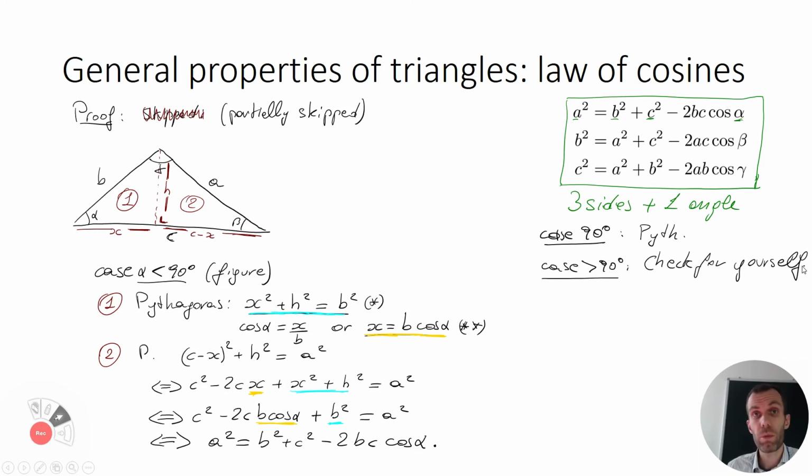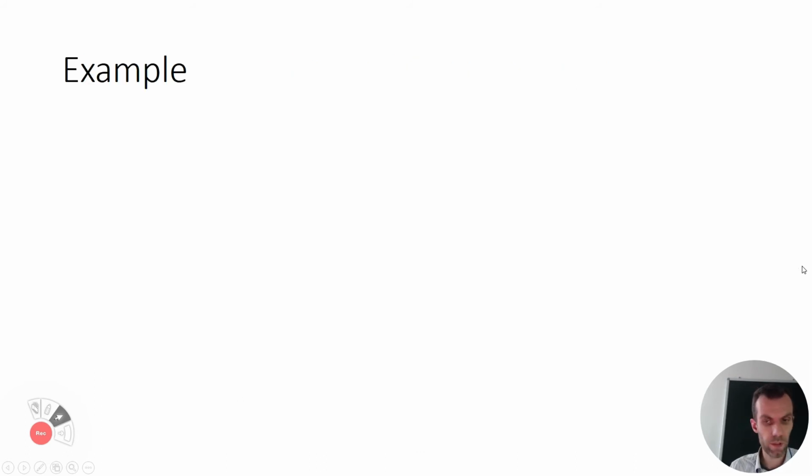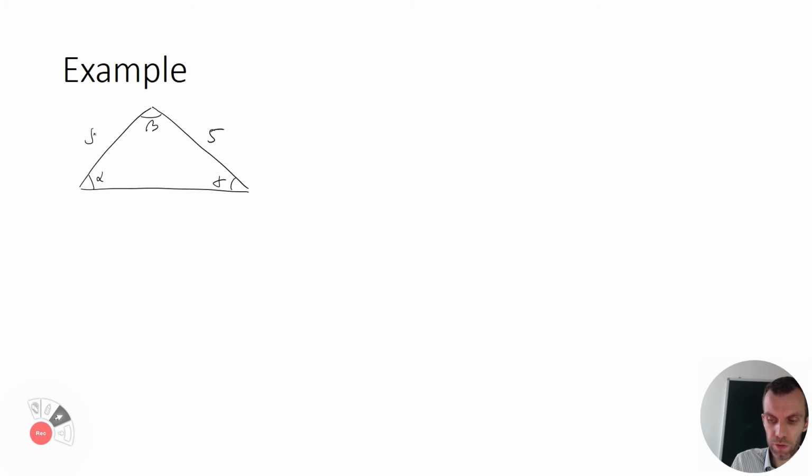So let's see a couple of examples and play with it a bit. Let's first do an example where the numbers are worked out. Take our triangle, we have alpha, beta, and gamma, and the sides are 5, 8, and 12. And what we want to do here is find alpha, beta, and gamma.